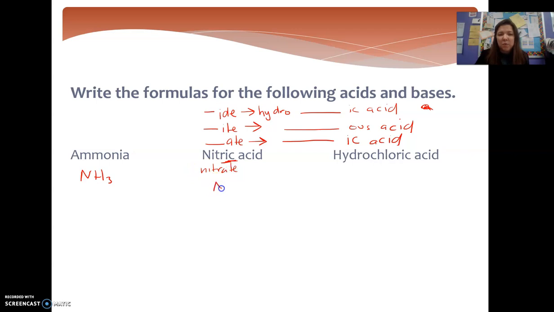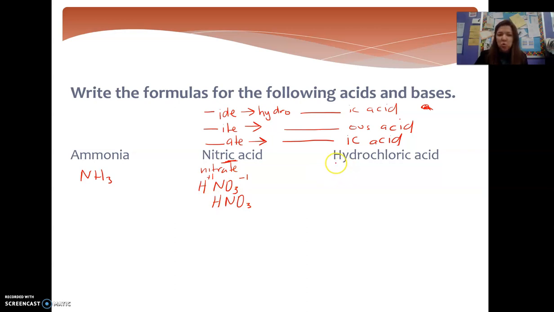So I know that my formula for nitrate is NO3, and I just know that if it's an acid, it starts with H. Okay, and then I still got to do my swap and drop. Hydrogen's +1. Look on the back of your periodic table, nitrate, NO3 is -1. So your formula is just that for nitric acid, HNO3. I know that's a lot, so let's practice some more.